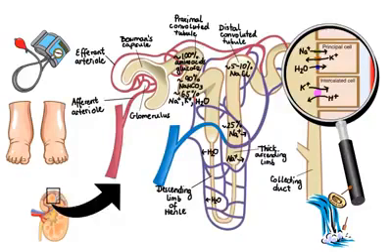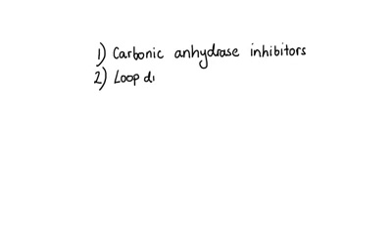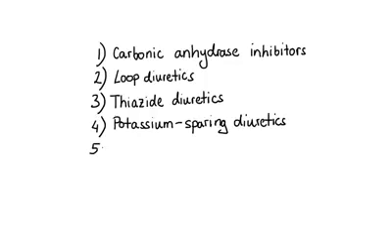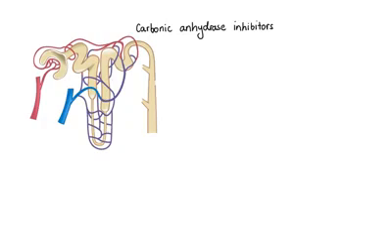Now, based on their mechanism of action, diuretics can be divided into 5 major classes, and these are carbonic anhydrase inhibitors, loop diuretics, thiazide diuretics, potassium-sparing diuretics, and osmotic diuretics. So let's look at each class in more detail, starting with carbonic anhydrase inhibitors. Carbonic anhydrase inhibitors produce their diuretic effect mainly by reducing reabsorption of bicarbonate in the proximal convoluted tubule.